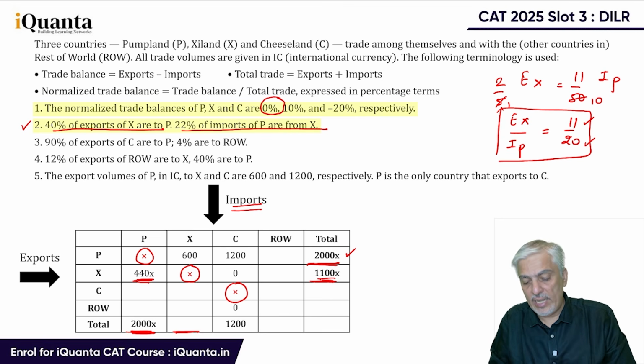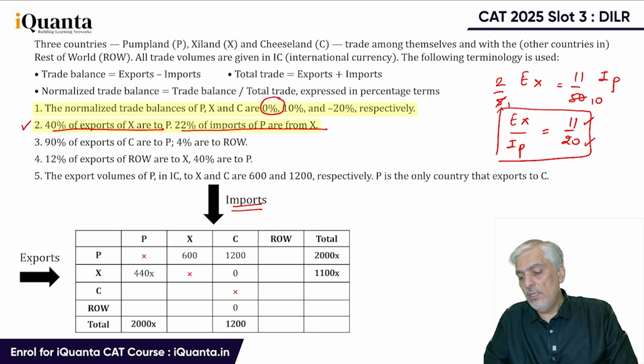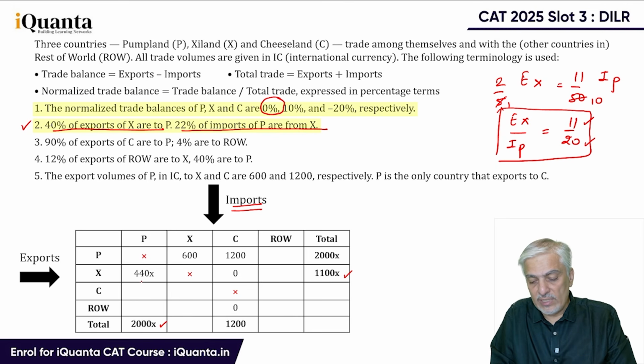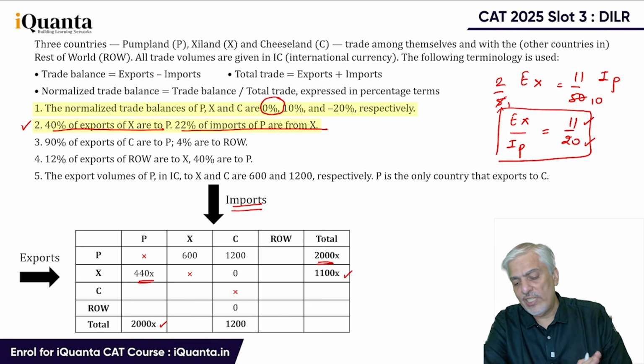Let's go through it once more carefully. Let's just erase this part. I'm erasing things over here so that it doesn't create any confusion. We got this 11:20. So I started with this as 2000x. So this became 1100x. This is 40% of 1100x or 22% of 2000x. So 440. And because exports and imports for P were the same, we got this also as 2000x. Cool. Now we still haven't found the value of X, so don't rush.